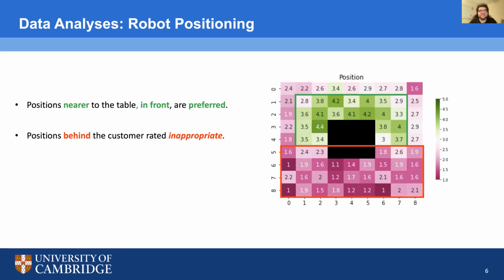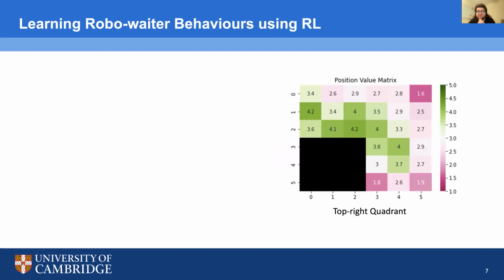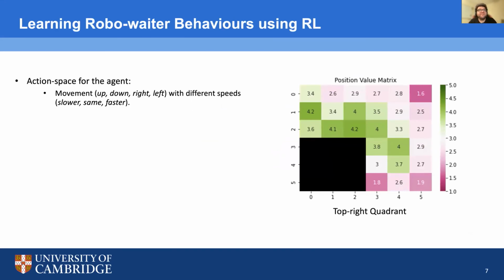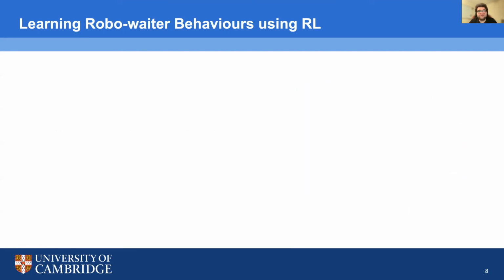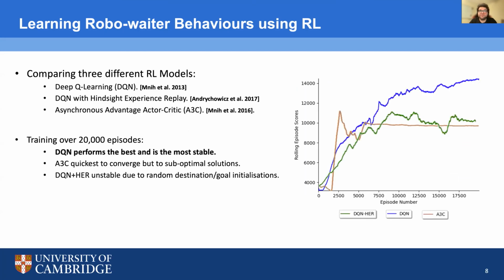So I'll talk about position ratings, what they look like. From 1 to 5, we see that positions in front of the table, nearer to the table, are considered more appropriate, while positions behind the table are generally considered inappropriate by people. So we use this data, as you'll read in our paper, to form a reinforcement learning problem around it, where we use these position ratings to map the reward function for the robot. In the offline setting, we compare 3 different reinforcement learning models to see how they perform with this data. And we see in our case, particularly DQN performs the best and is the most stable.